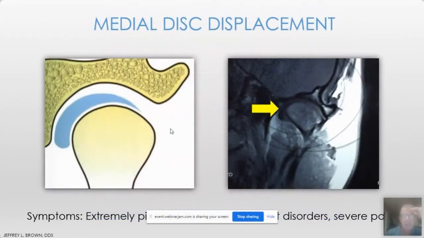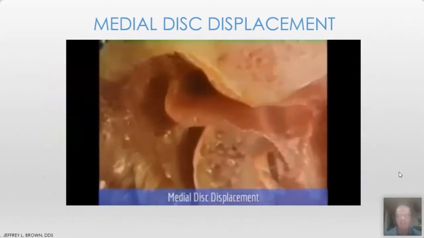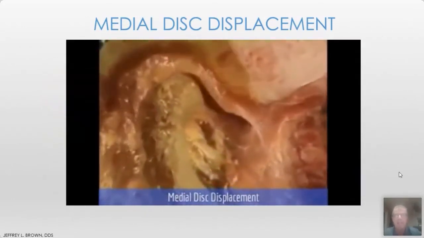Now, here's the MRI that we run, and I think this is an important aspect of the diagnosis. This was one of my movement disorder patients. The articular disc is medially displaced, or on the inside of that condyle. And here you see the blood vessels and nerves, all the dark spots. Those are blood vessels, those are nerves, all being pinched by a slipped disc. So you can get movement disorders, you can get pain, all sorts of symptoms will occur when that disc is slipped.